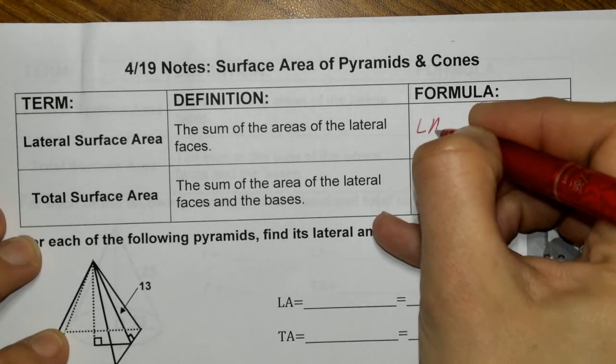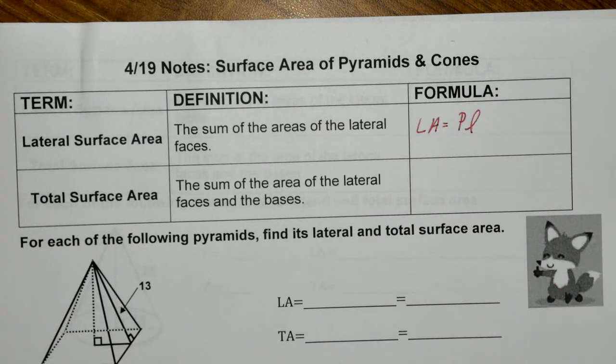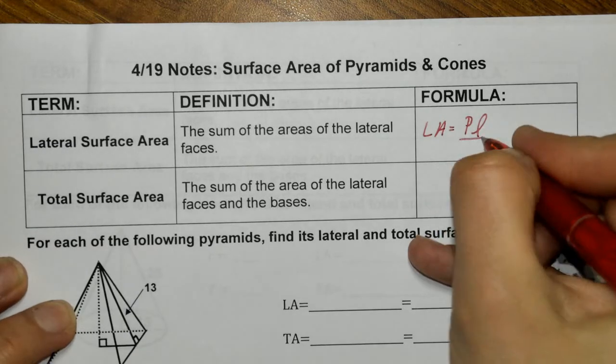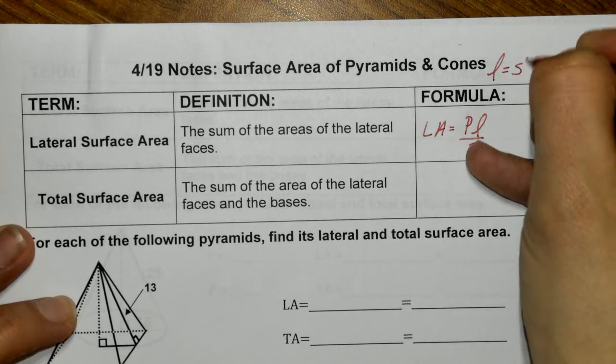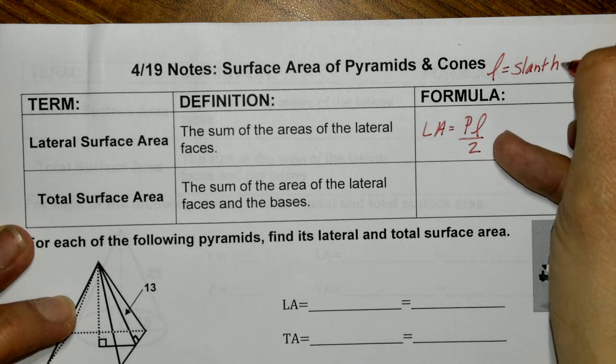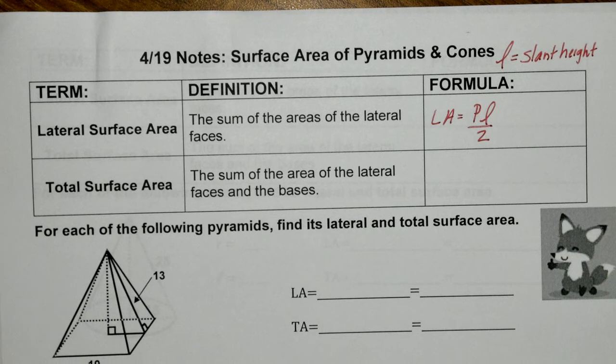Your lateral surface area is going to be big P times this italicized l, all over 2. And up here, let's go ahead and define what this is. This means the slant height. It's going to be the height of the face. It's going to go from the tip down the wall to the base, and you'll see that here in a minute.